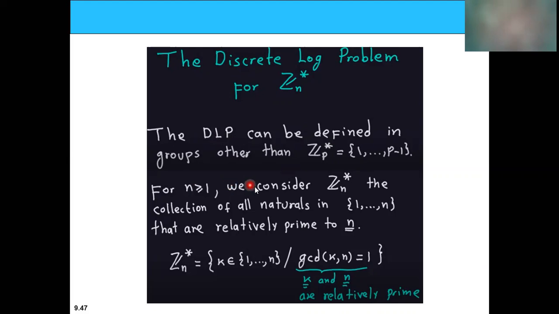For n greater than 1, we consider Zn star, the collection of all natural numbers from 1 to n that are relatively prime to n. That is, Zn star consists of all unit elements of Zn. That is, k belongs to the natural numbers such that GCD of k with n is 1. In that case, n and k are relatively prime, because this set consists of all those elements of Zn whose GCD with n is 1.